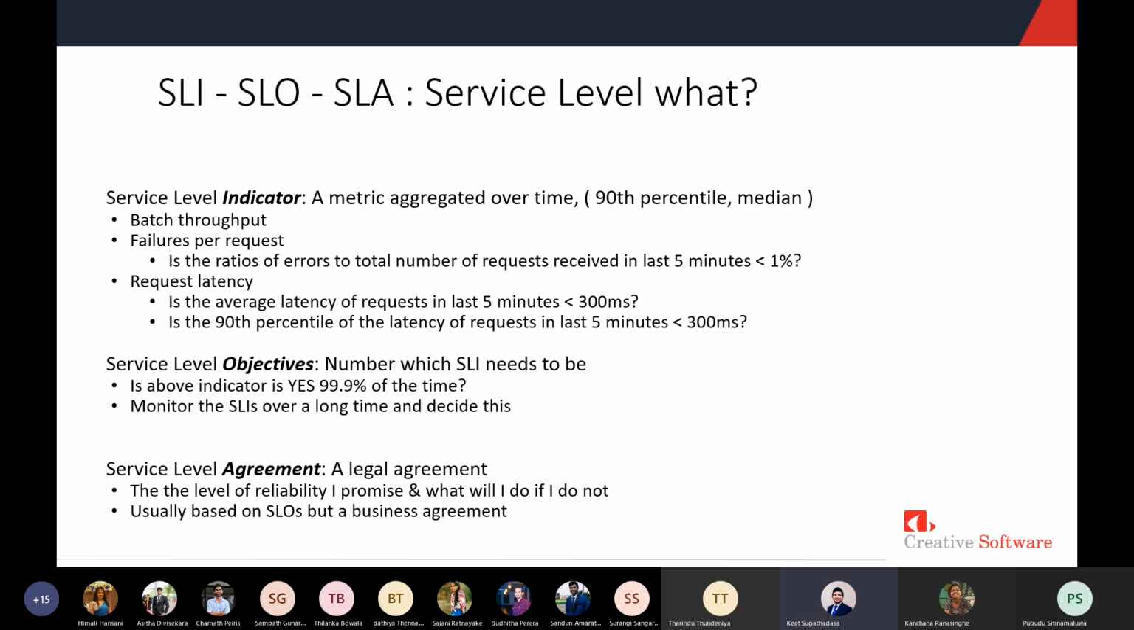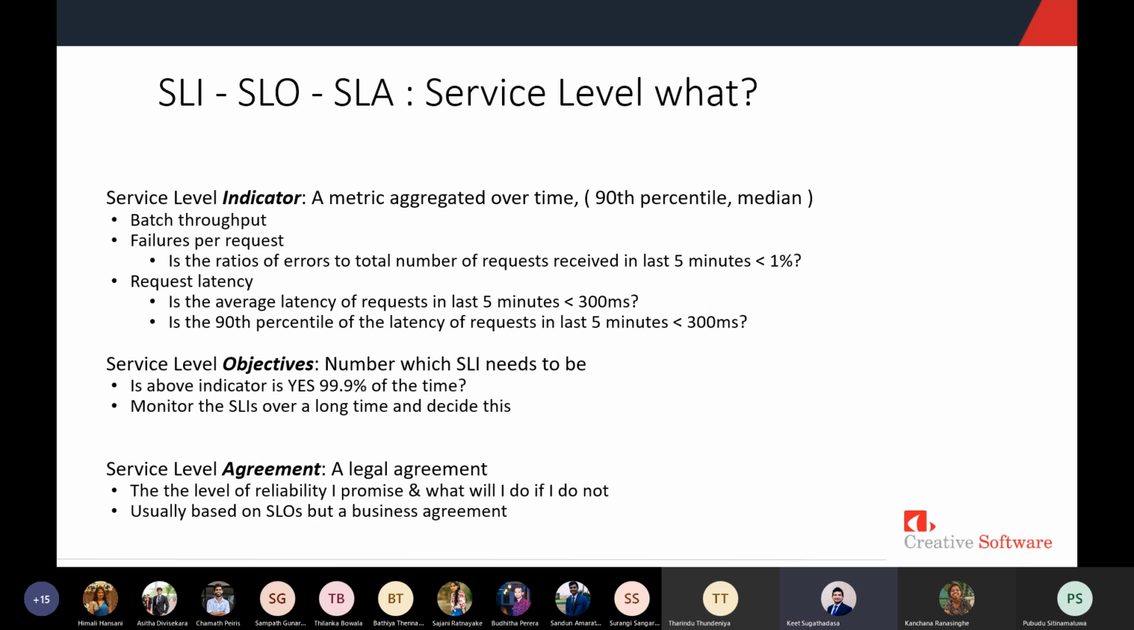As an example, it can be the batch throughput. If your microservice is handling batches of data, we can say that the throughput is an indicator that your system is working well. Or you can say how many failures are happening in every request, or for a number of requests. That's a way to indicate that your system is performing well. And the request latency is also another indicator. Similarly, you can have different kinds of indicators to indicate that your system is performing well.